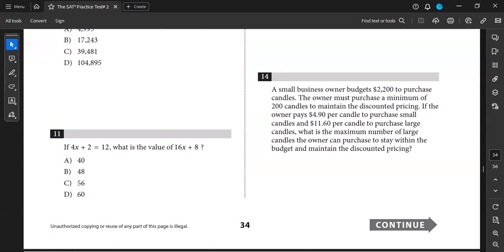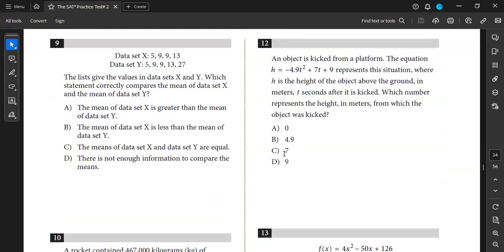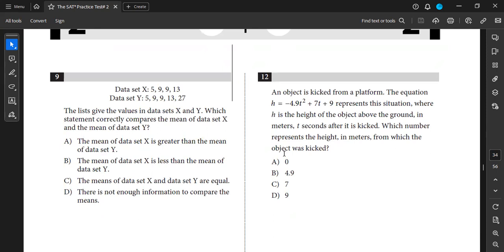Now we are gonna move on to question 12. All right, question 12. An object is kicked from a platform. The equation h is equal to negative 4.9t squared plus 7t plus 9 represents this situation, where h is the height of the object above the ground in meters, t seconds after it is kicked. Which number represents the height in meters from which the object was kicked?